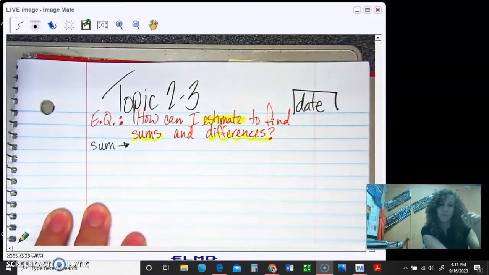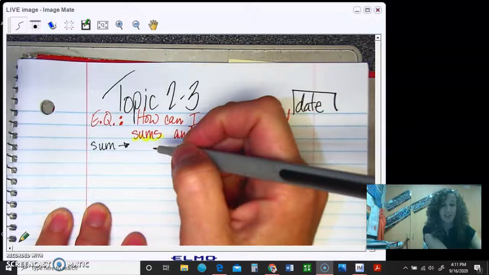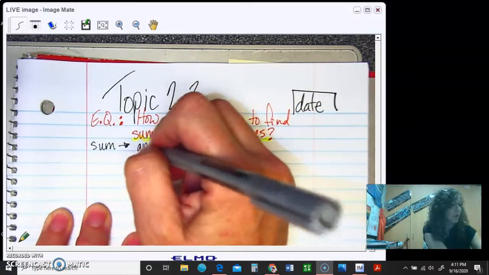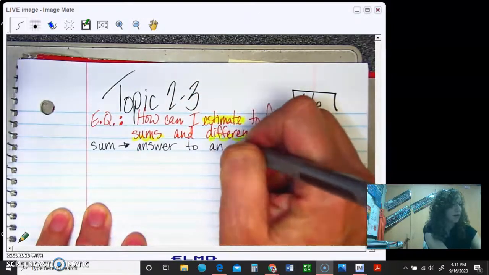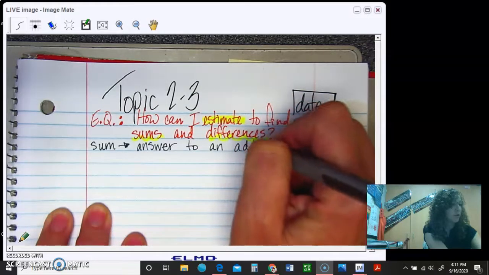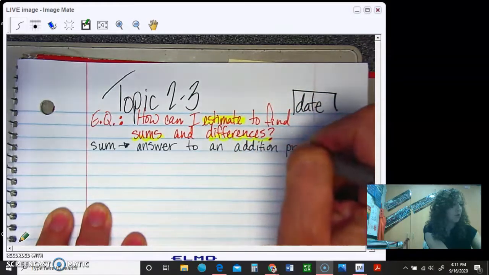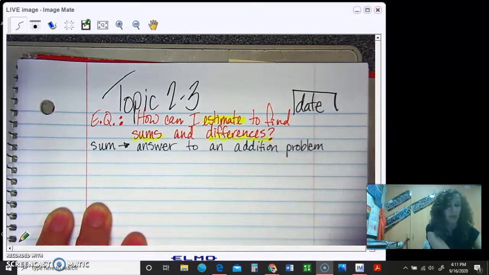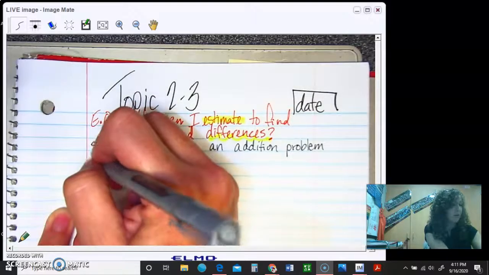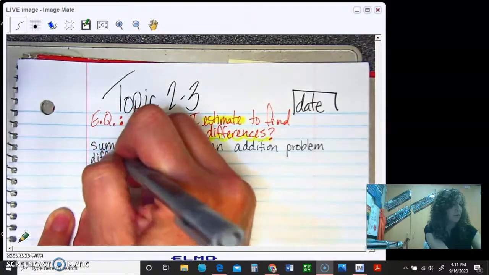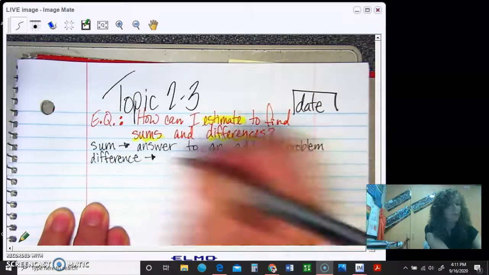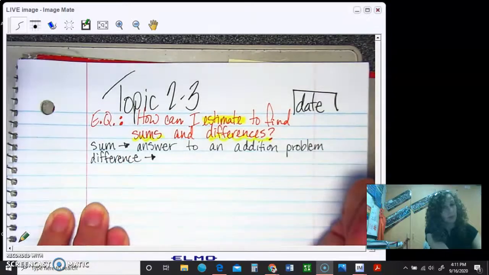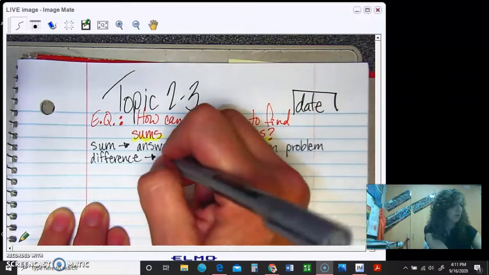What is a sum? An answer to an addition problem. Okay, so then we have difference. Okay, well, the opposite of sum, right? Is an answer to a subtraction problem.